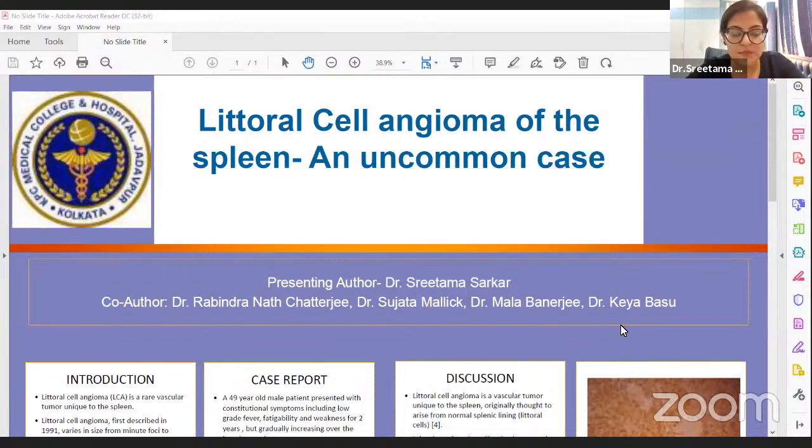Today I'll be presenting my poster on lateral cell angioma, an uncommon case, under the guidance of Dr. Raghunath Chatterjee, Dr. Sujata Malik, Dr. Mala Banerjee, Dr. K. Basu ma'am, from the Department of Pathology of KPC MCH.